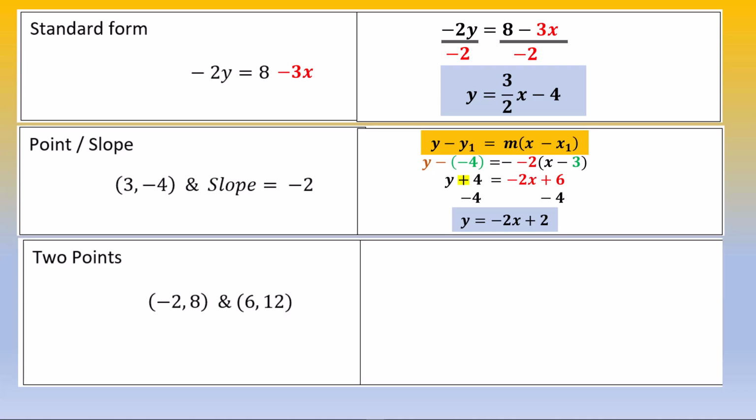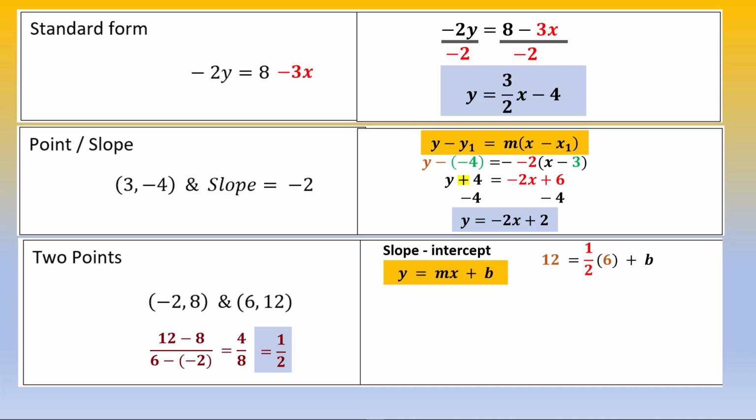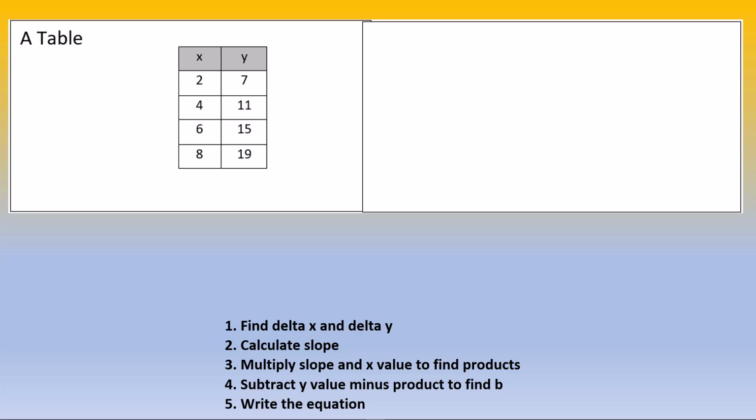When 2 points are given, but not the slope, first find the slope using the slope formula. Then use either point, using 2 possible processes, point-slope or slope-intercept, to find b, and work it through to find the equation. In this case, y equals 1 over 2x plus 9. The process of finding the equation given a table follows these 5 steps, as we learned earlier in this lesson. Find the x and y changes, calculate the slope, find the products of the slope and x values, subtract the products from the y values to find b.